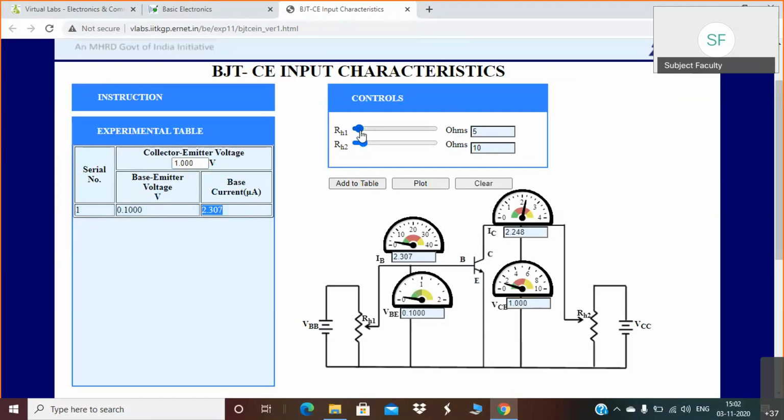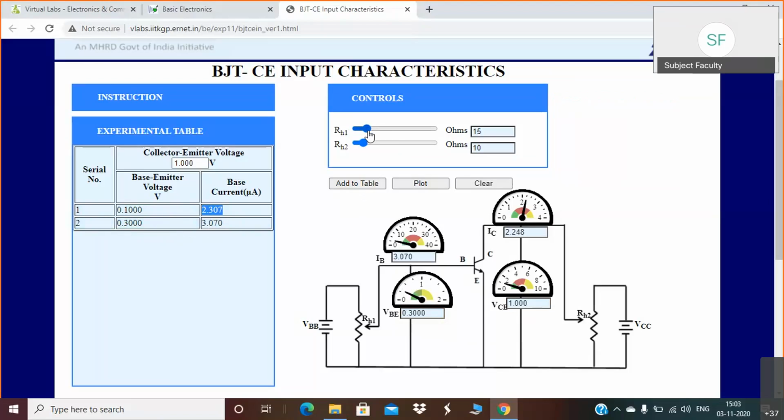Similarly, you have to vary the first knob only. Now I am varying this column actually and observing this current. So for 0.1 voltage of VB, this is the current. Now I am varying this in uniform steps. So after 0.1, I will select it as 0.2. Okay, so 0.3 I have selected. So again you have to click on add to table in order to record this reading. Again 0.3, the reading has been recorded.